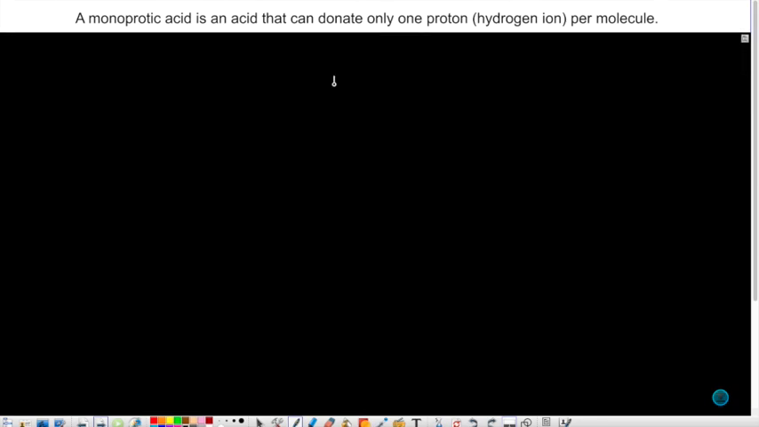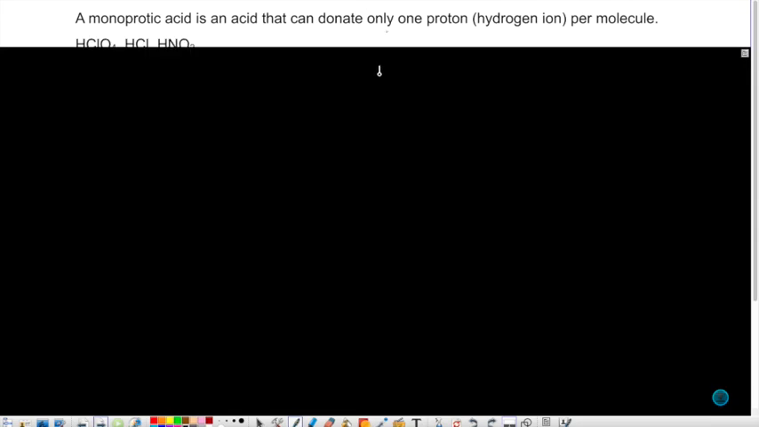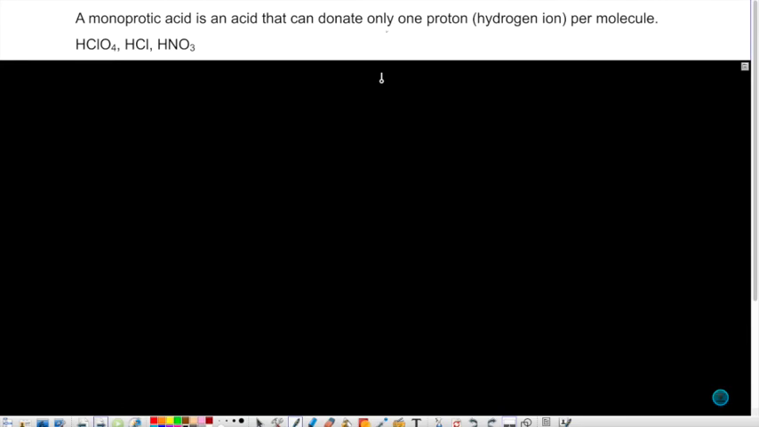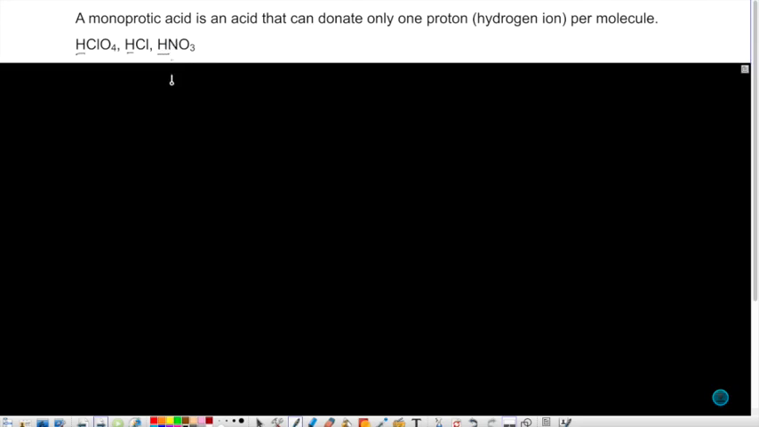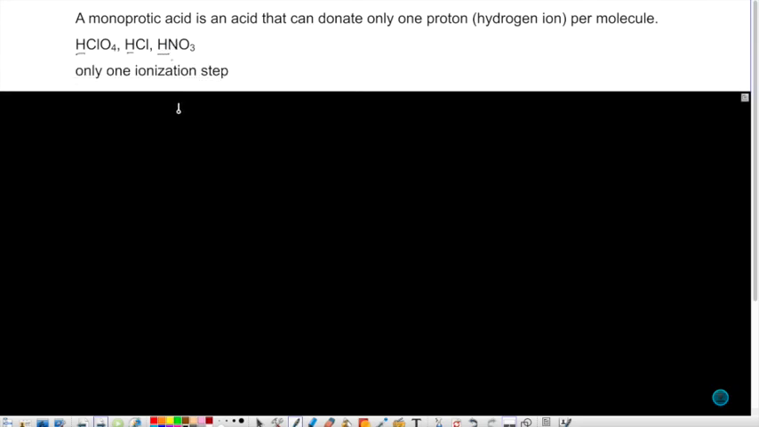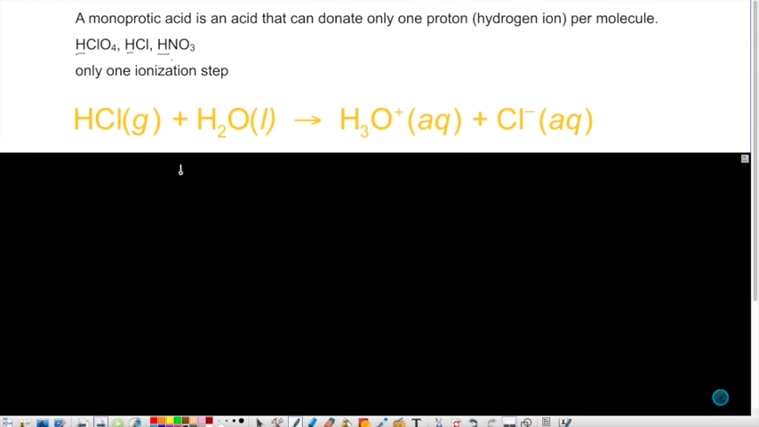All right. A monoprotic acid is an acid that can donate only one proton, or one hydrogen ion per molecule. So examples of this: HClO4, HCl, HNO3. Notice they have one proton to donate. They only have one ionization step.